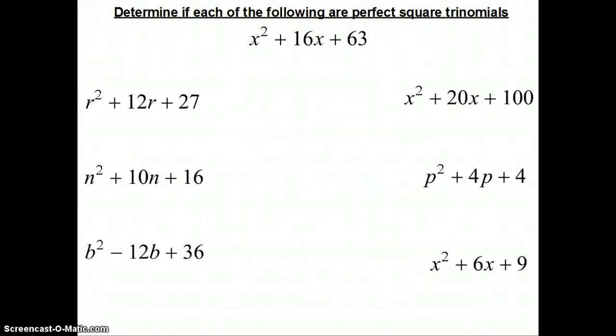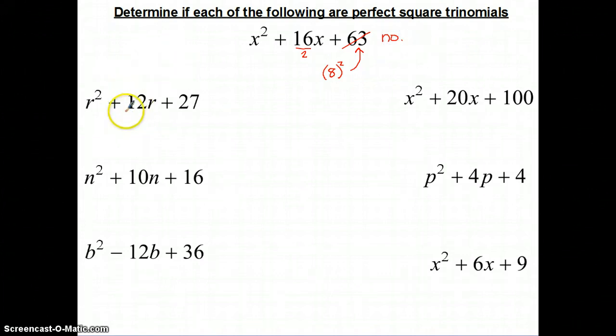Now we're going to determine if each of the following are perfect square trinomials. So we're going to check that relationship. Is the constant term the square of half the coefficient of the linear term? So here I'm going to take my 16 and divide it in half. 16 divided by 2 gives me 8. When I square 8, do I get 63? No, I do not. 8 squared is 64, so this is not a perfect square trinomial.